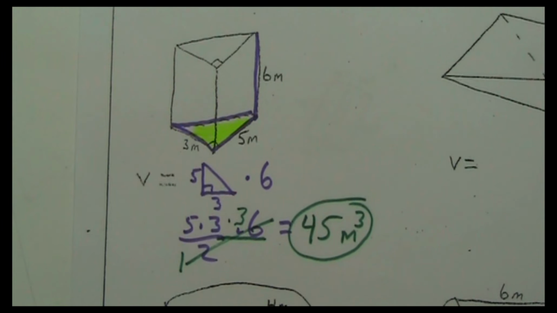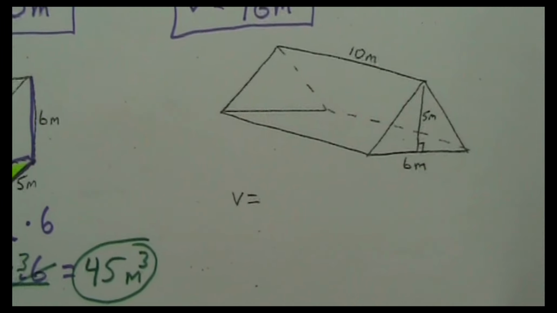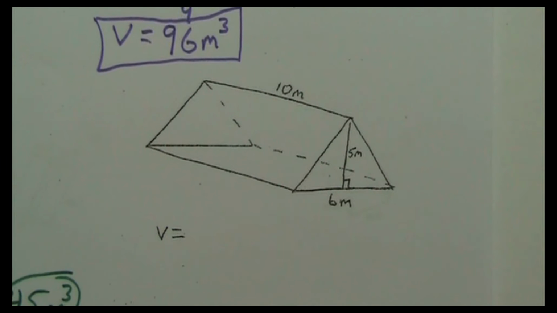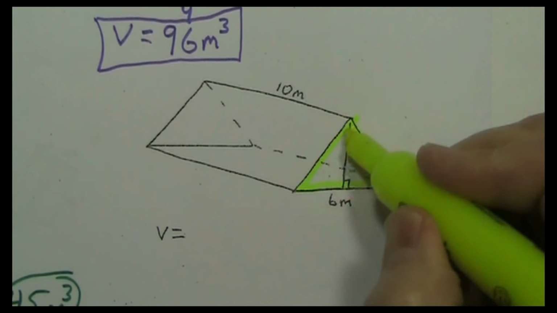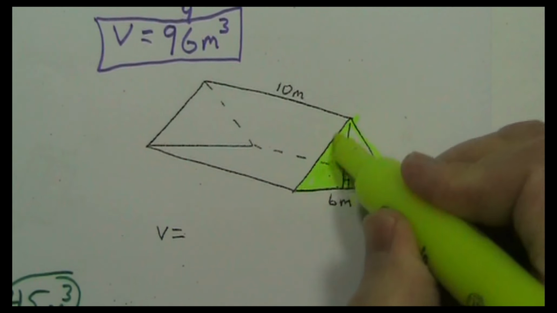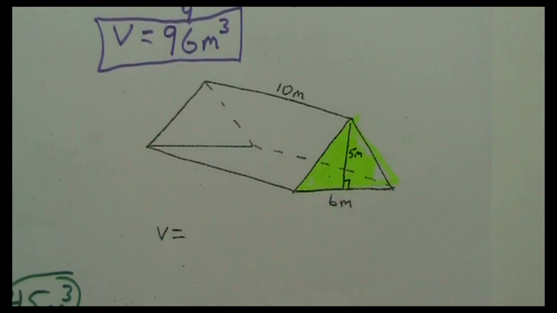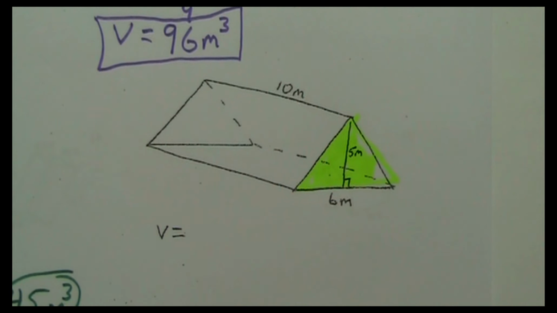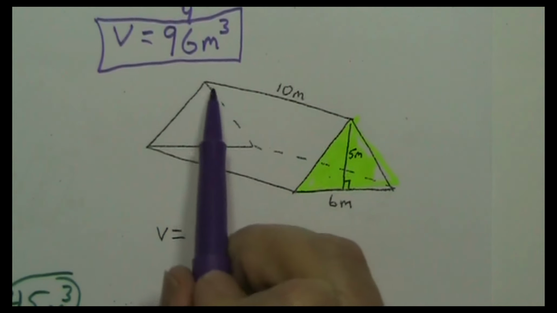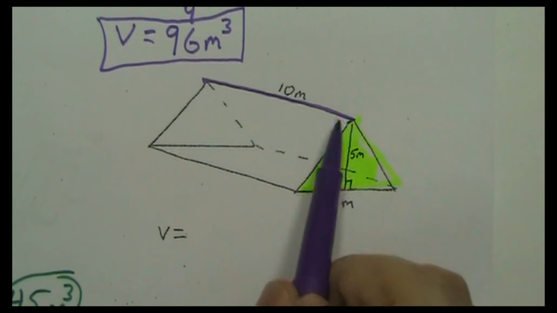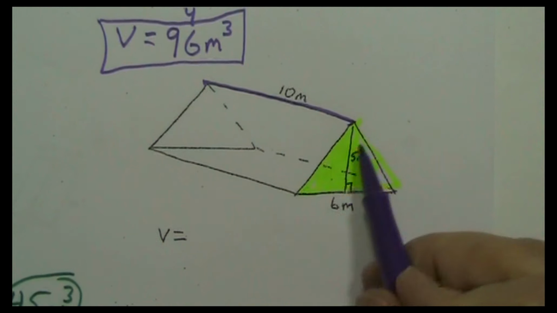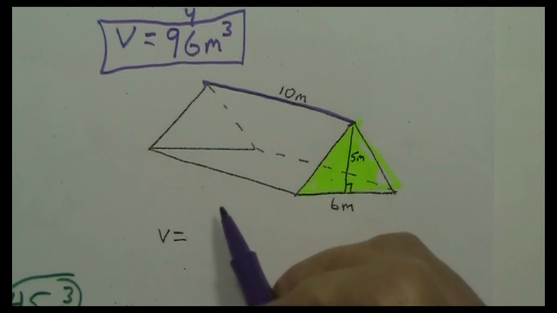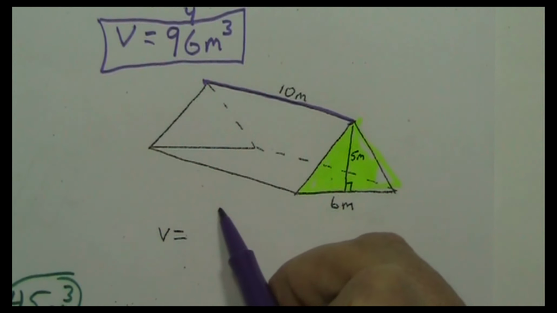Okay, let's move over to the other side. Okay, triangular prism. So you have this triangle, okay, this area, times whatever that area is, times how long it is. And it's going this long. So we have the triangle times how long. I'm going to make a little sketch.